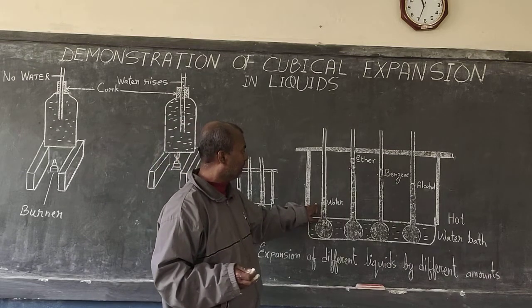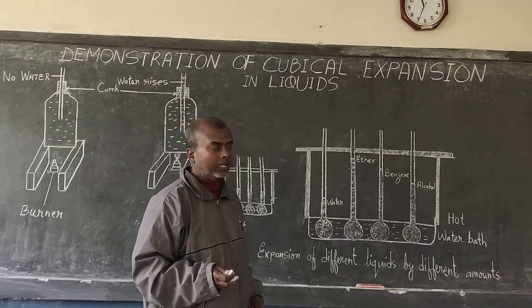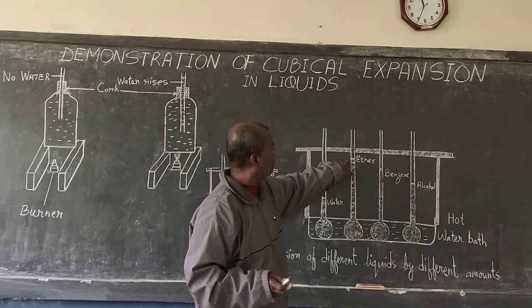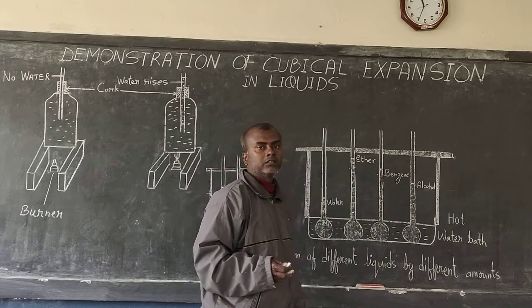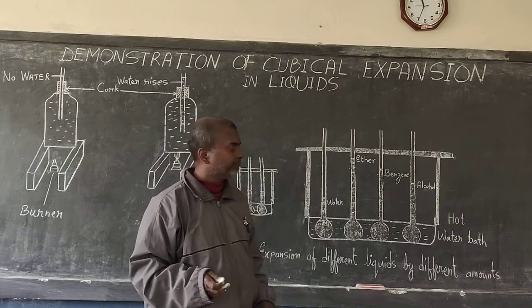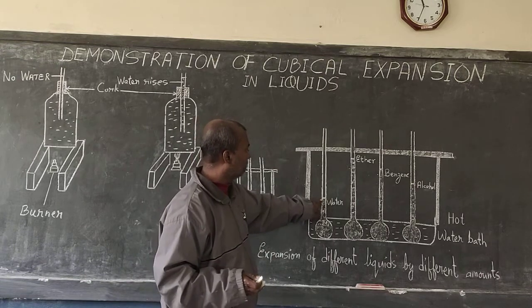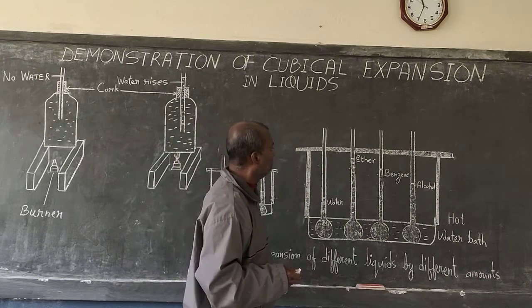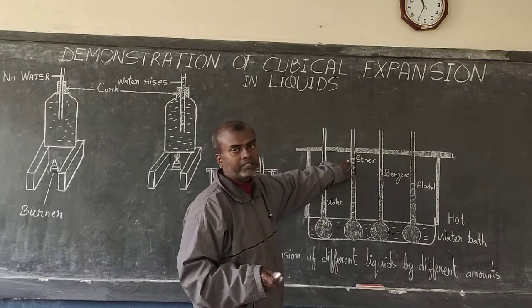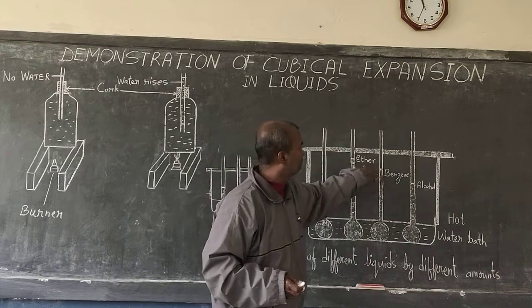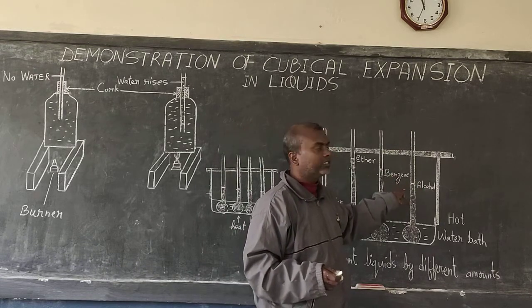So as you can see, after a while, say after 10 minutes, all these four liquids have expanded to different levels. The expansion can be seen by the rise in the level of the liquid. So water has expanded till here. Initially it was till here. Ether has expanded the maximum, as you can see. Benzene a little bit lesser than ether. Alcohol a little bit less than benzene.